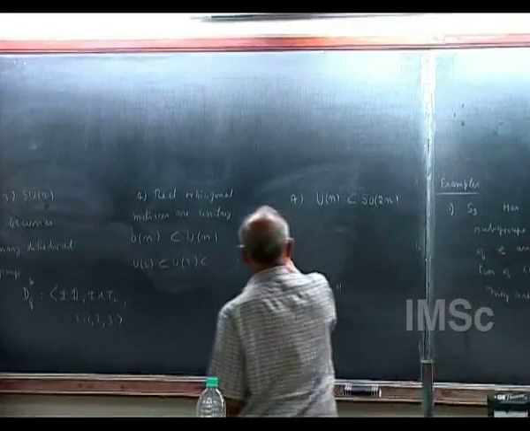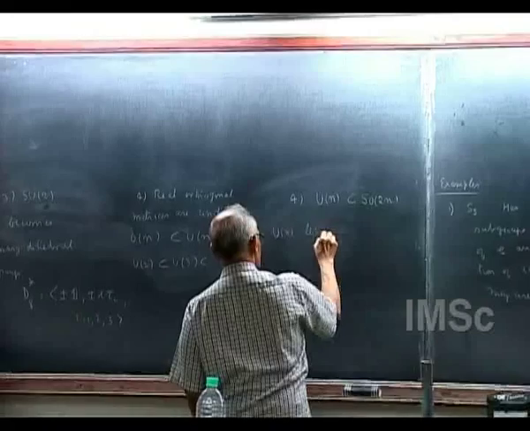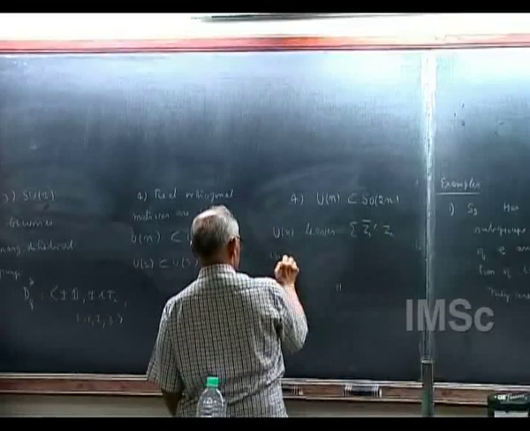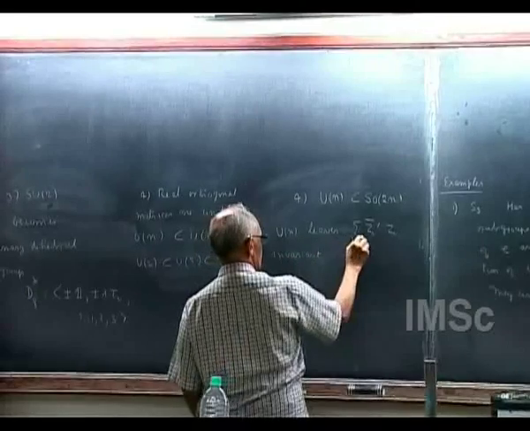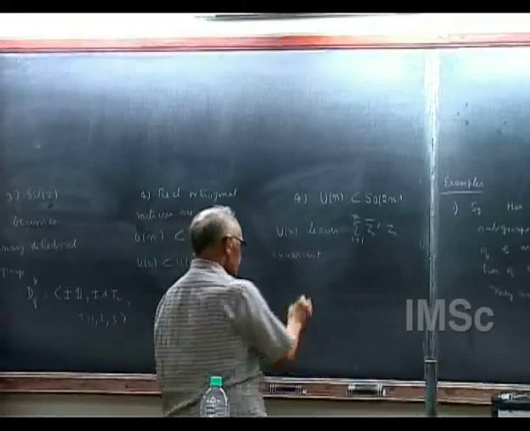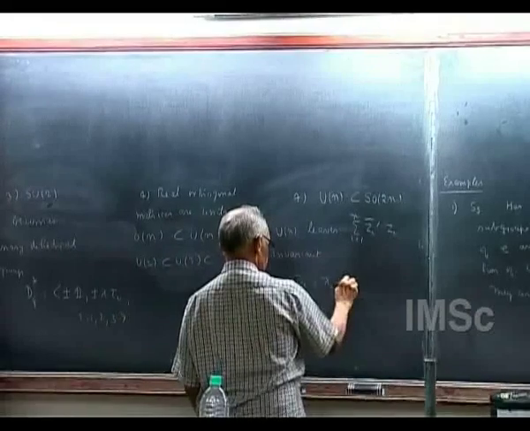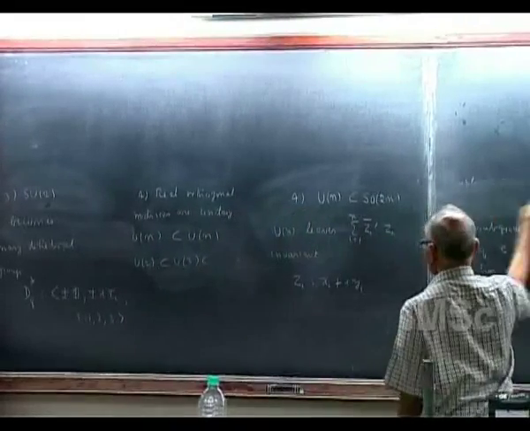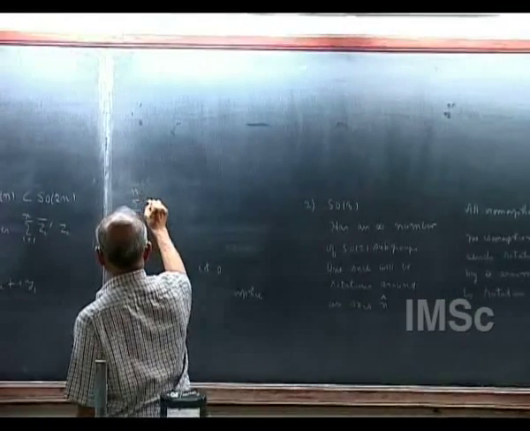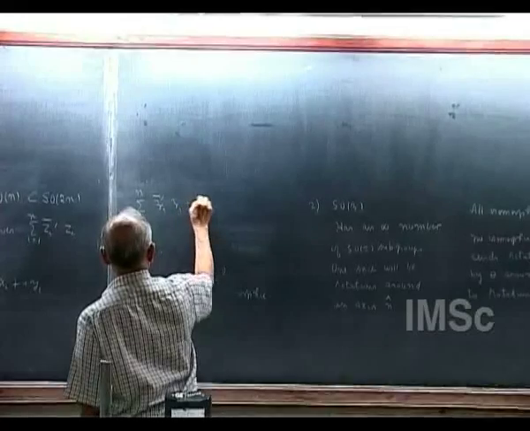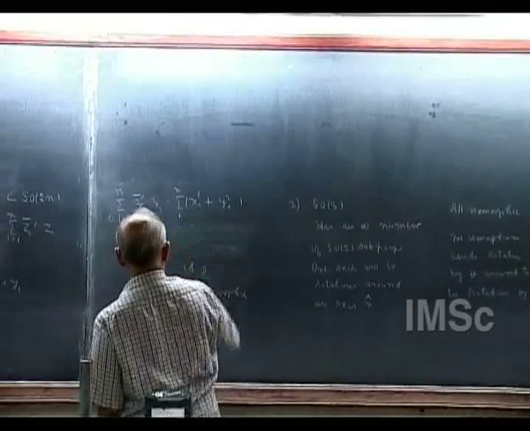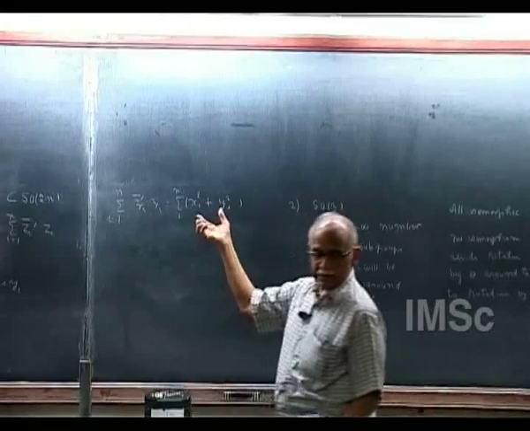Well, UN leaves the following quadratic form invariant: the sum of zi prime bar zi, from i equal to 1 to n. Because it is a unitary group. Now, if I write zi as real and imaginary part, what happens? This becomes simply xi squared plus yi squared. So it is just a real scalar product in 2n dimensions.